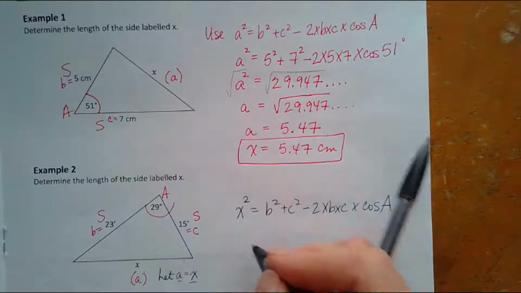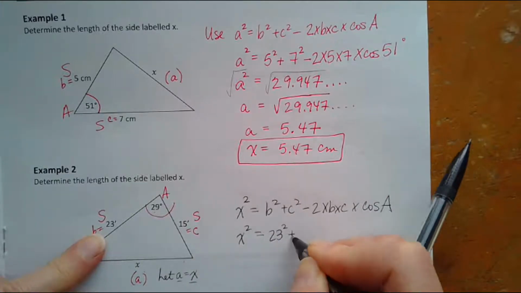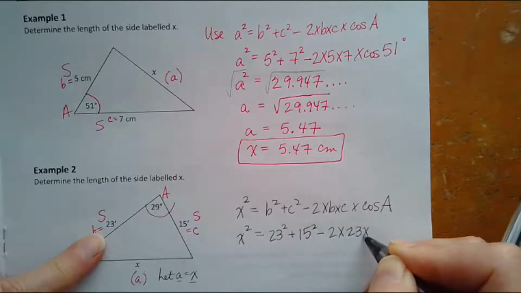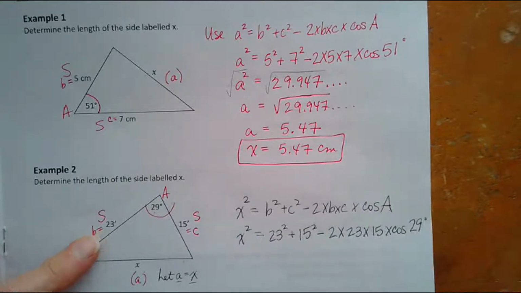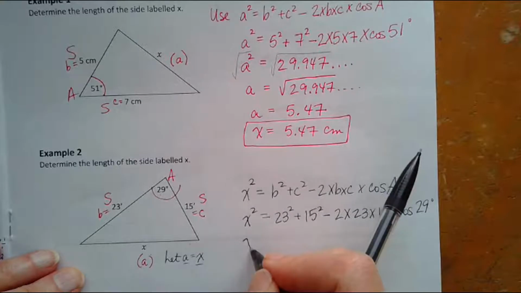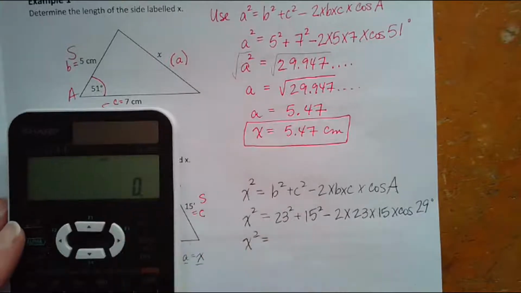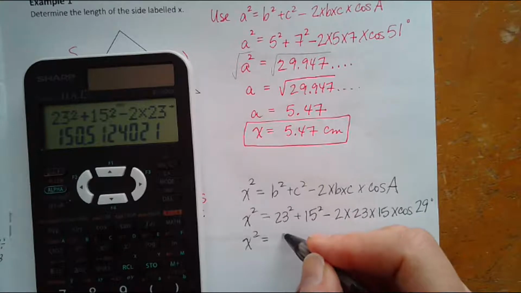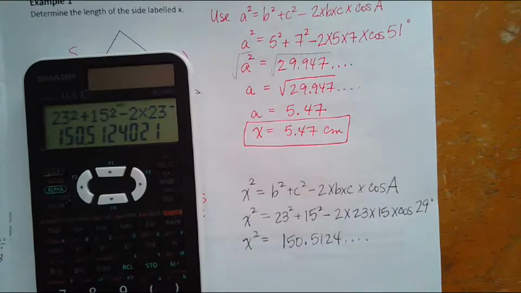Okay, and now I'm just going to substitute everything in. X squared equals B squared plus C squared minus 2 times B times C times cos of 29 degrees. Notice these questions usually result in a lot of math to do, but thank goodness your calculator takes care of it. And I get this halfway answer, 150.5124. Okay, I'm going to leave that in the calculator.